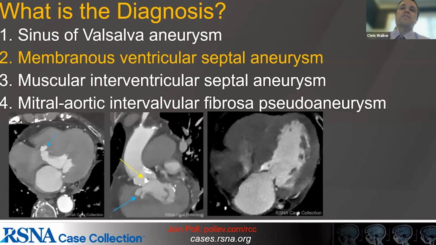And so this is a case of a membranous ventricular septal aneurysm. If you remember the anatomy of the intraventricular septum, the membranous portion is the thin portion that's closest to the valve, and the muscular portion is where the muscle is, more distally towards the apex. Let's go to the next slide.